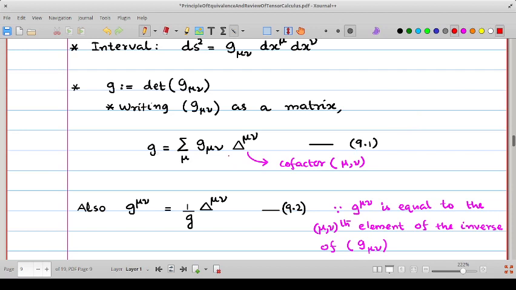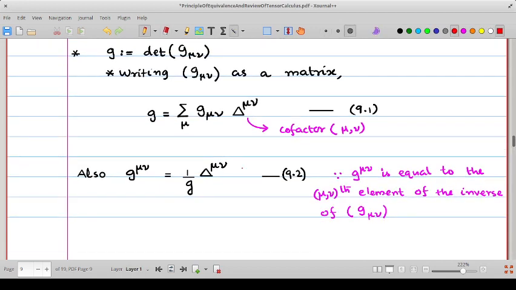Now, this expression is evaluated for any value of ν. As far as space-time is concerned, it is a 4-dimensional manifold, and ν could take any of the values 1, 2, 3, or 4. And the summation is over μ, which also runs over the set of values 1, 2, 3, and 4. Note that there is no summation over ν in this expression, and we fix a particular value of ν and then find the sum over μ of this expression, and we will get the determinant.